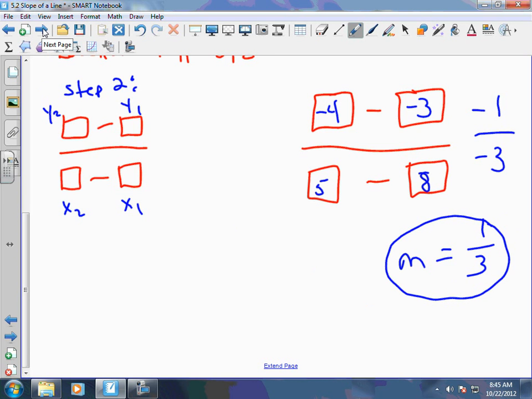That's pretty easy, right? Is this hard? No. But yet you guys get it wrong on the test consistently. I don't understand it.